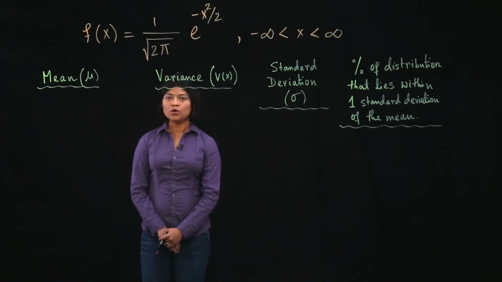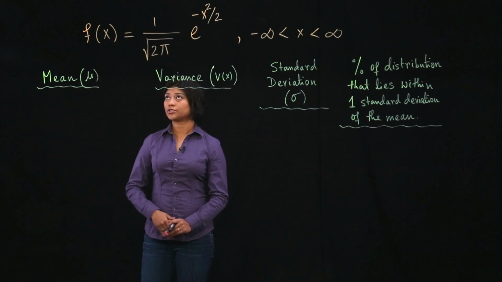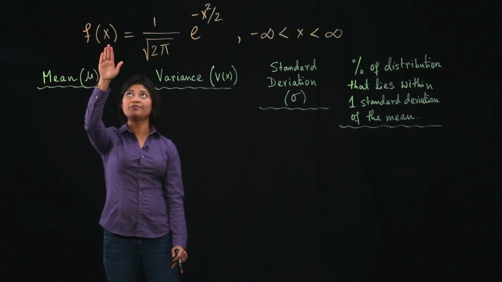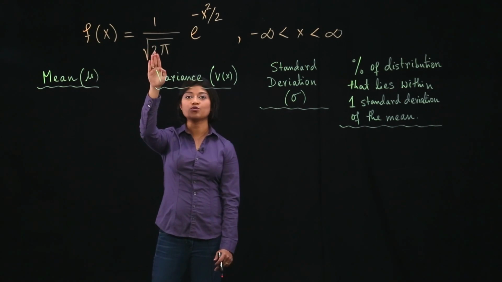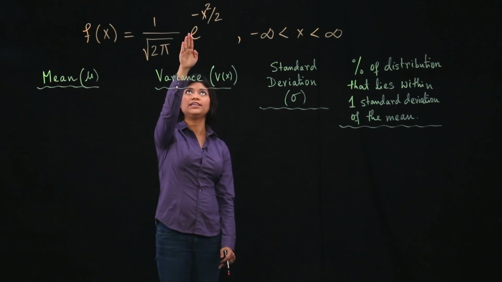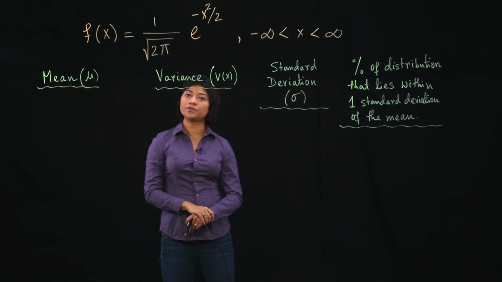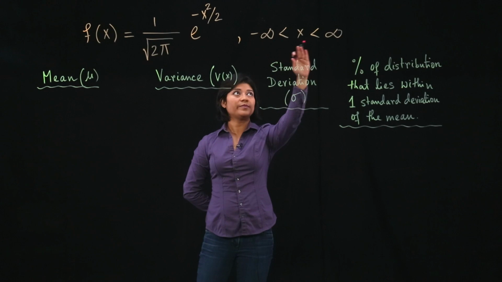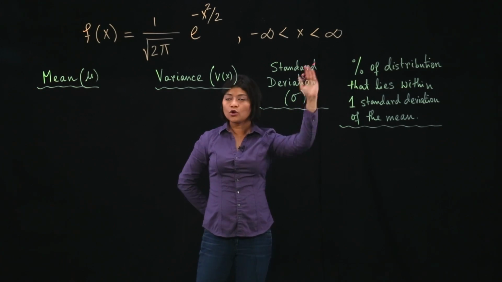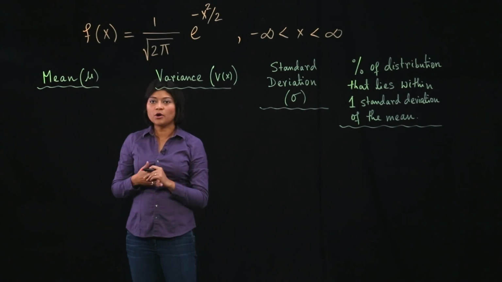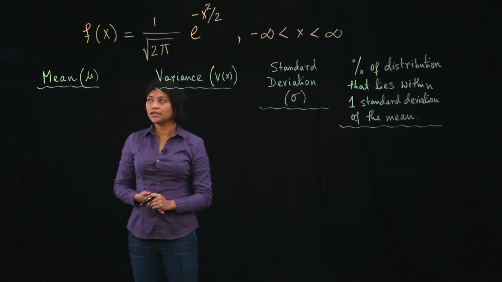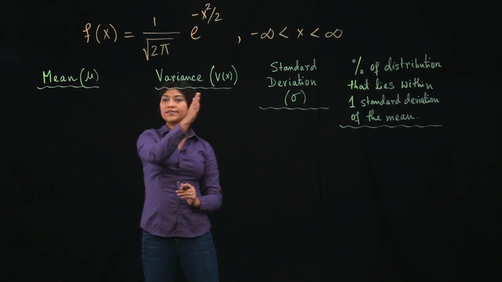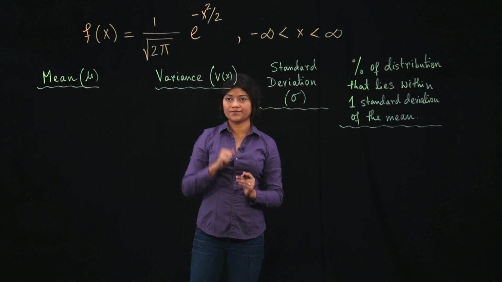Hello, I'm Papia. In this problem, we have a probability density function. It's given to us right here. f of x is equal to 1 over square root of 2 pi times e to the negative x squared over 2, and the interval is from negative infinity to infinity. We have to use a symbolic integration utility to figure out mean, variance, and standard deviation for this function.